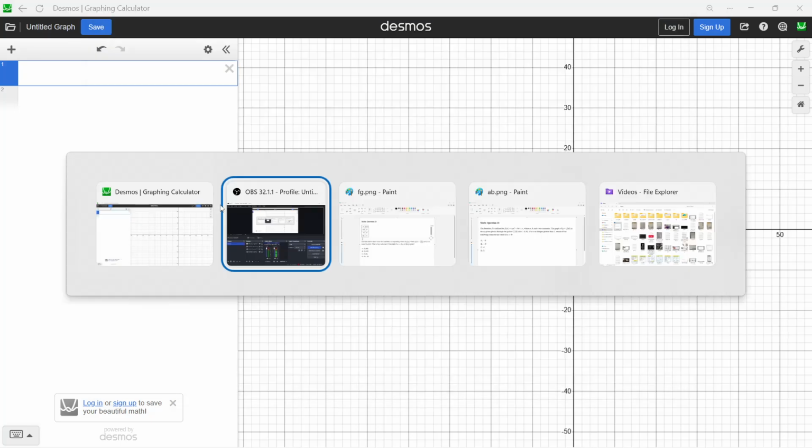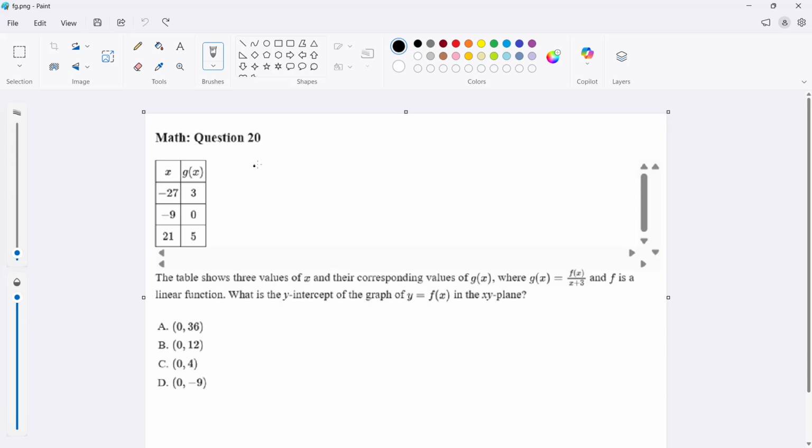These are two questions on SAT Practice Test 6 in Blue Book, the Blue Book app. And this is the math section 2, hard. And so the first question is 20.